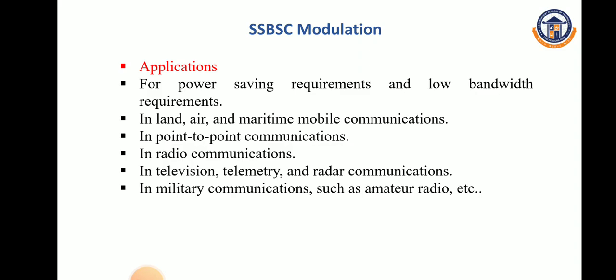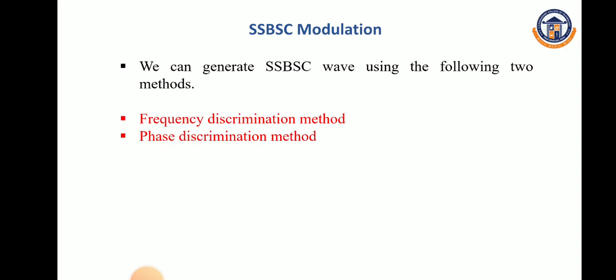And these are the applications of SSB-SC modulation: for power saving requirements and low power bandwidth requirements in land, air and maritime mobile communication. We can use SSB-SC modulation in point-to-point communication and radio communication. SSB-SC modulation is also used in television, telemetry, radar communication, military communication, and amateur radio, etc. These are the possible applications of SSB-SC modulation, and we can generate an SSB-SC wave using the following two methods.